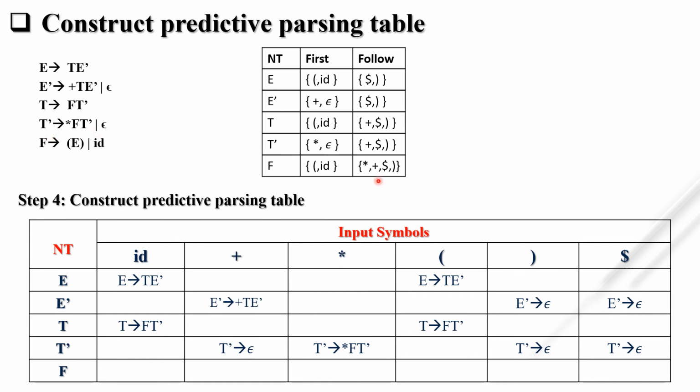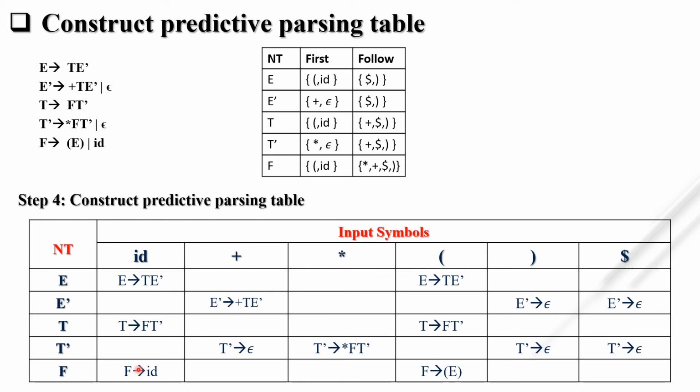So from where we get this opening bracket, from this production F tends to bracket E, we have to put it in the opening bracket column of F here. Similarly, from where we get this ID, directly we get ID from F tends to ID, so we have to put F tends to ID in the ID column. So this is how we are going to fill the predictive parsing table in the next example also.